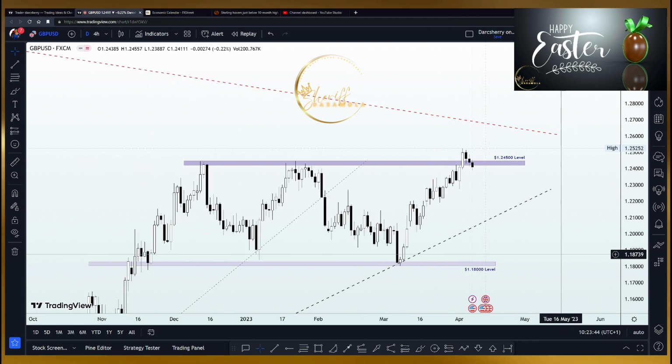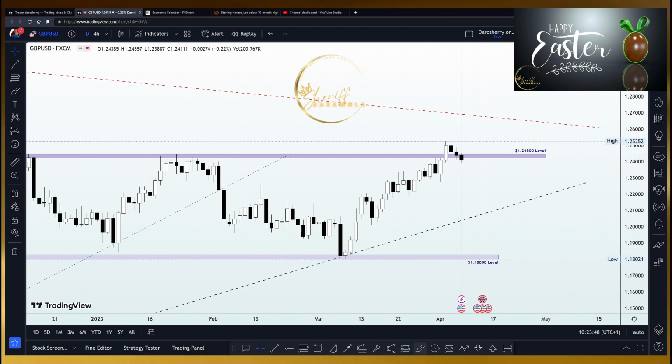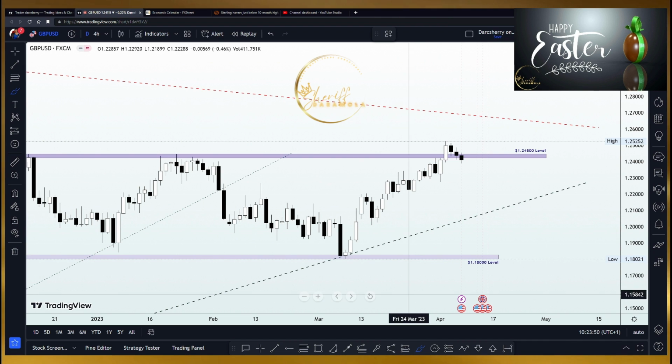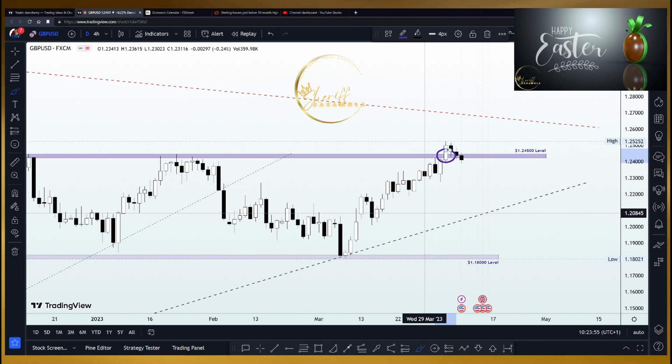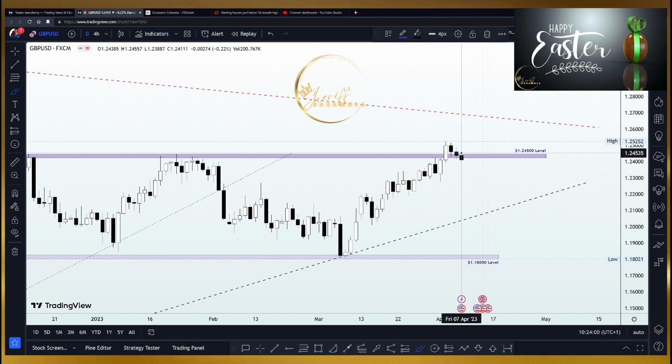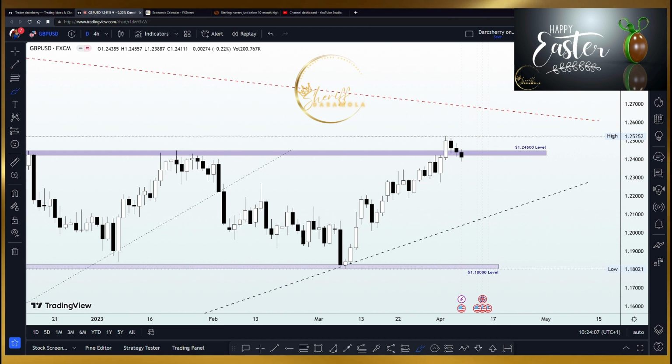Now, if we zoom into the current structure, you will see vividly here that we had a bullish engulfing candle that broke out of that resistance line at the beginning of the week, and during the later part of the week we saw price action drop back to the downside. So at this point in time, what are we going to be looking out for?